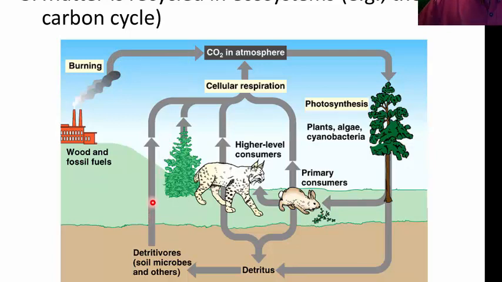Carbon dioxide also enters the atmosphere from soil microorganisms that are decomposing. These are the decomposers that are breaking down matter, and in releasing carbon dioxide into the atmosphere. Also, plants and animals, whether it's a herbivore or a carnivore, will undergo cellular respiration, releasing carbon dioxide into the atmosphere.